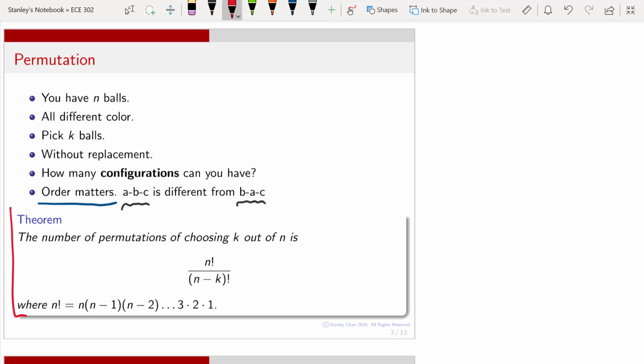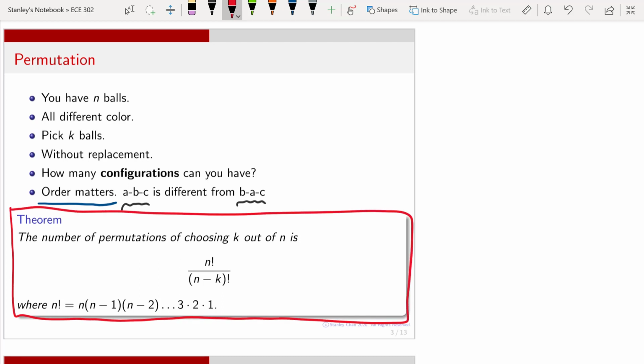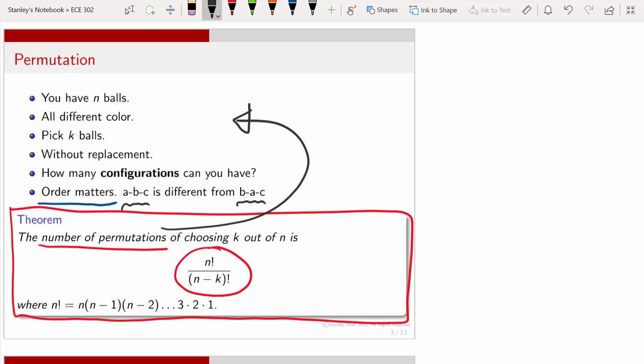The main theorem about permutation is the following. The number of permutations of choosing k out of n is given by this quantity. It's n factorial divided by n minus k factorial. Now, this number of permutations is precisely defining this problem. So how many configurations can you have? This number is called the number of permutations. This theorem says that the number of permutations is given by this ratio.